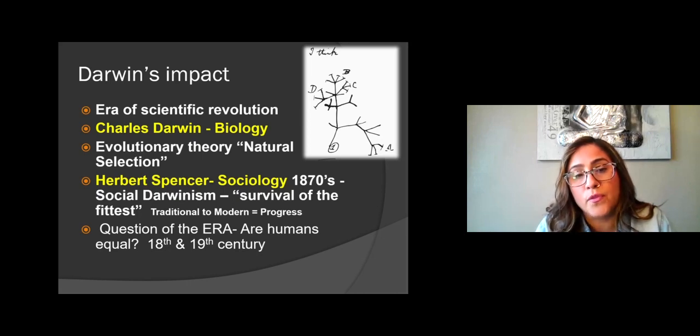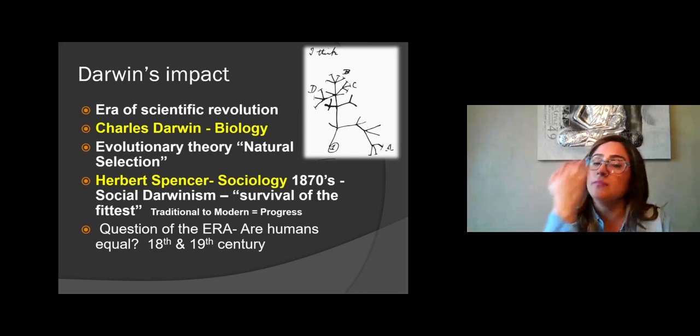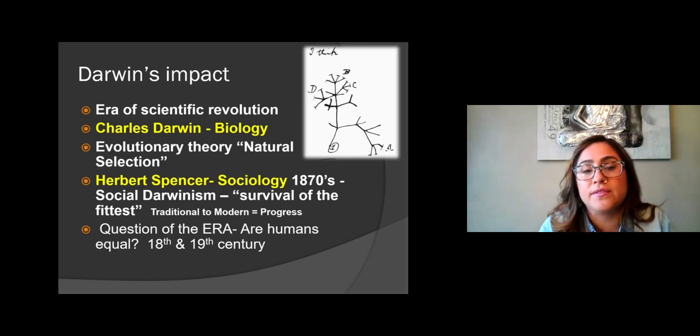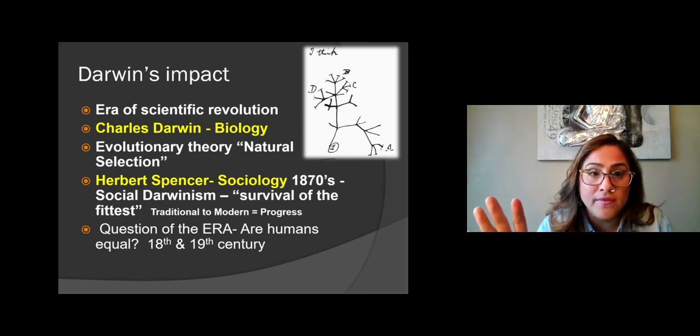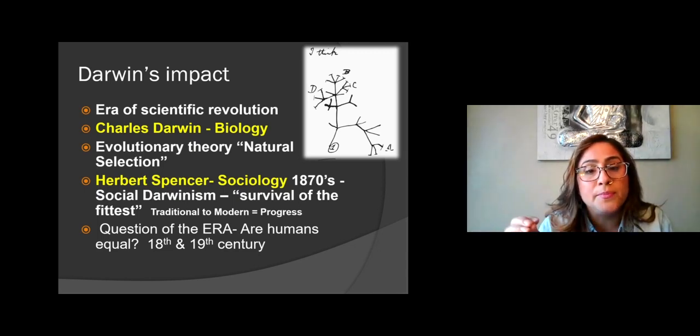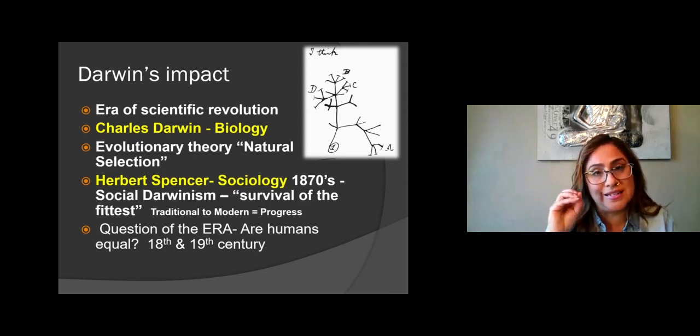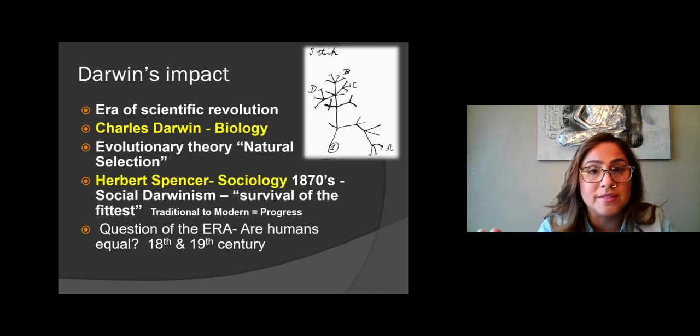All right, so from Darwin's dangerous ideas of natural selection, many theorists and many new fields in academia emerge. One of the fields is sociology, and the father of sociology is Herbert Spencer. So Herbert Spencer took Darwin's idea and applied it to society. He applied it to humans.